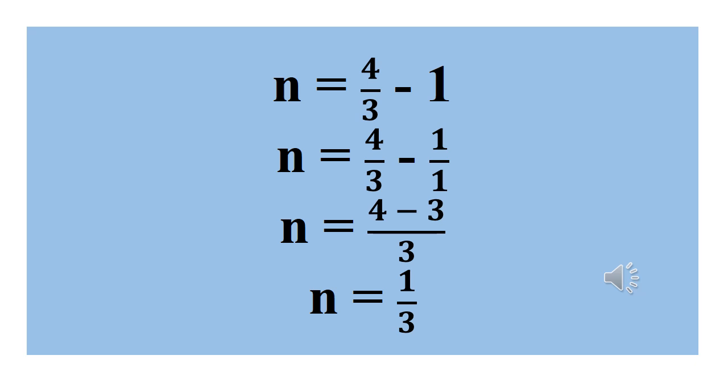So what we then have is n equals 4 over 3 minus 1. That is if we collect the like terms. So we now have n equals 4 over 3 minus 1 over 1. 1 over 1 is the same thing as 1 there. So the LCM is 3. 3 in 3 is 1.